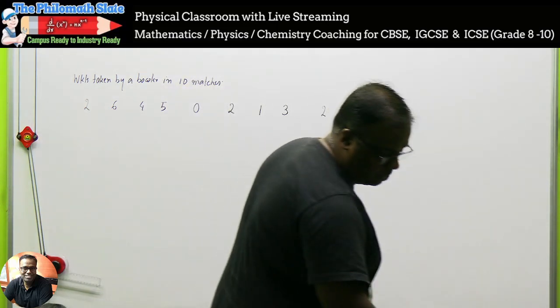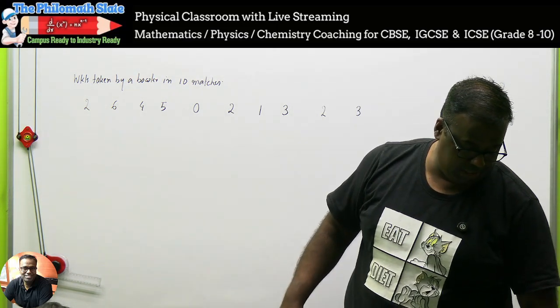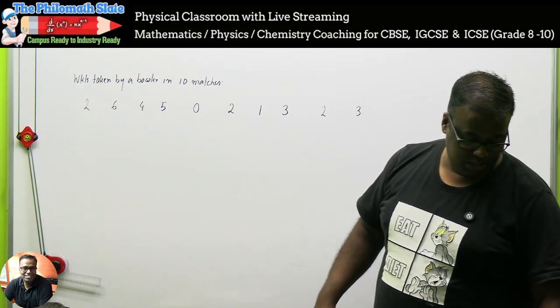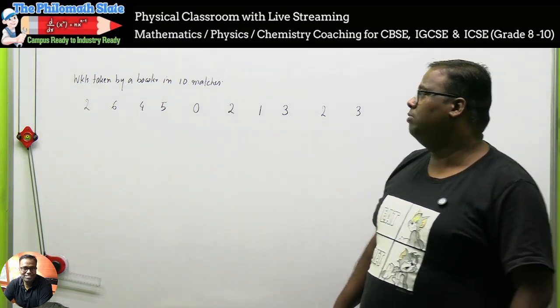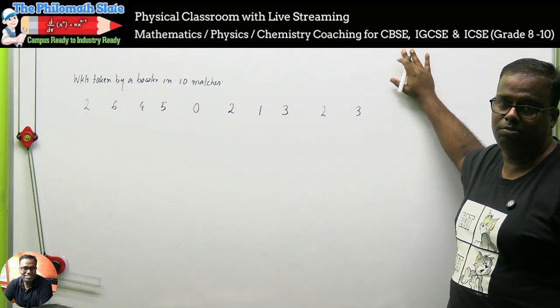Okay, this is given to us. Find the mode of the data. The wickets taken by a bowler in 10 cricket matches are given below, and we have to find the mode of the data.